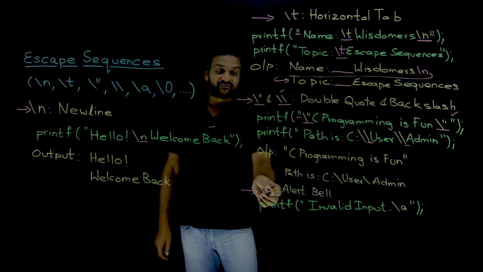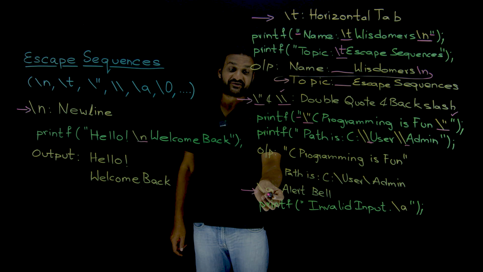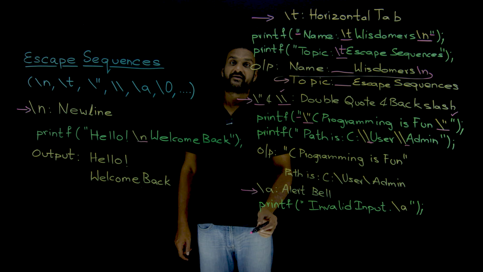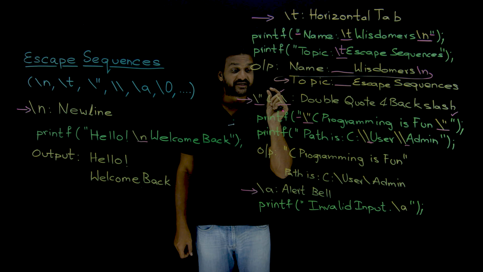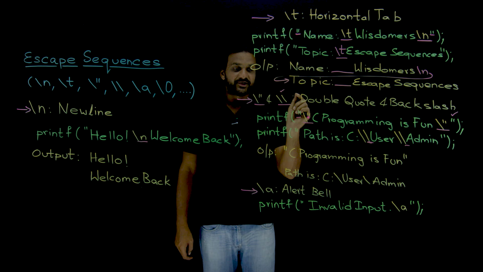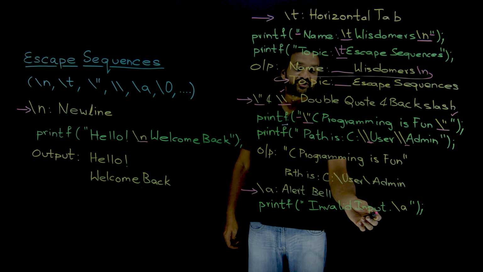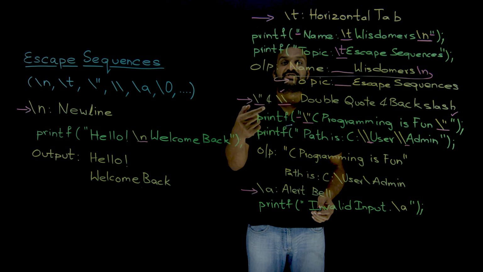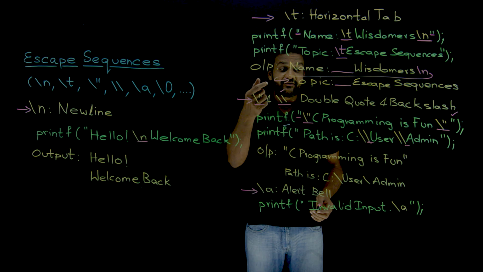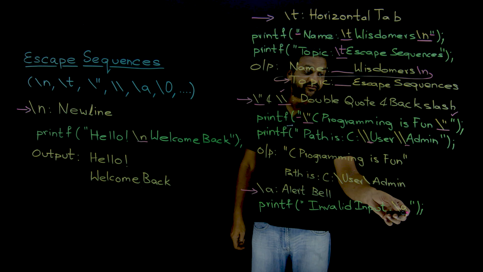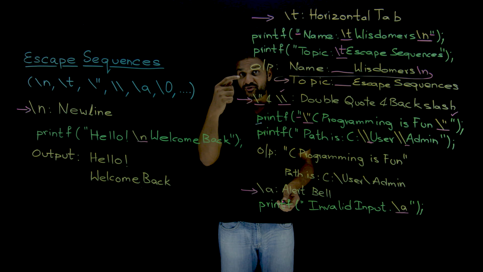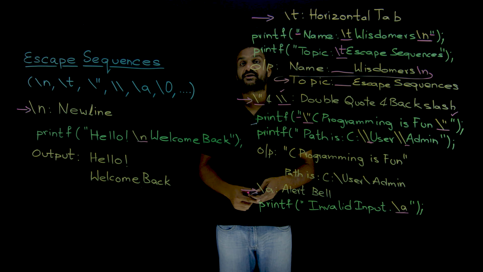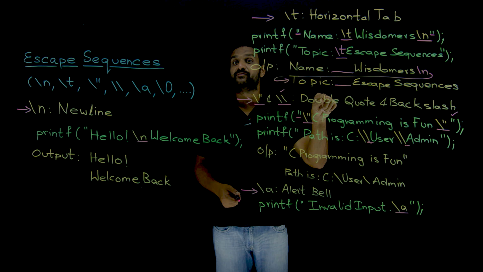And the last very important and frequently used escape sequence is \a. What is this \a for? It is used to make an alert bell sound. Whenever we want to create an alert for the end user, a bell sound will ring whenever we use this escape sequence \a. You will be able to hear that bell sound on your computer. If you are using earphones, then you will be able to sense that.